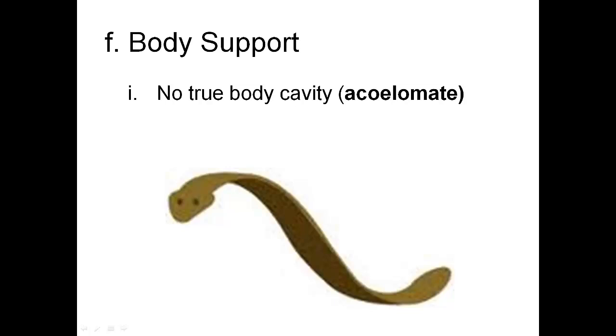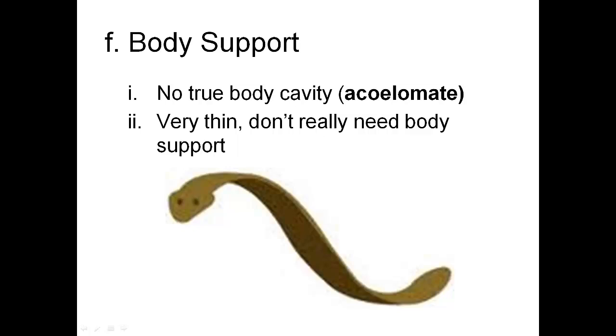Body support: they do not have a body cavity. I told you at the beginning that this word was going to come up again. They are therefore called acoelomates. You see the word coelom in there, which is a body cavity. A always means without. So they do not have a true body cavity. They are so thin and ribbon-like that they really don't need support. So they don't have a skeleton, a backbone, anything like that.